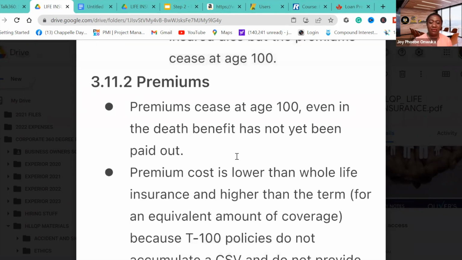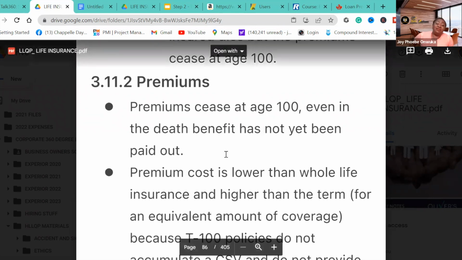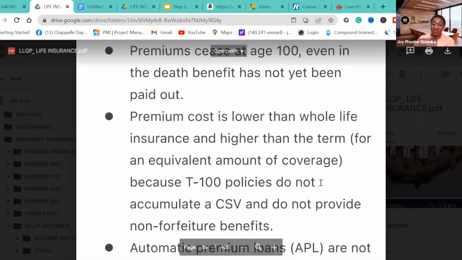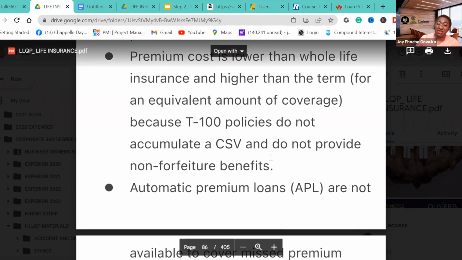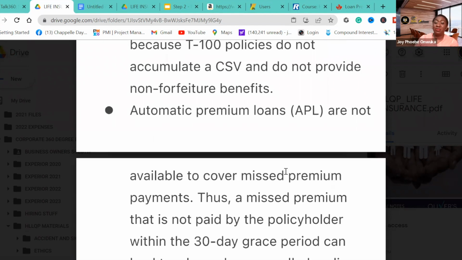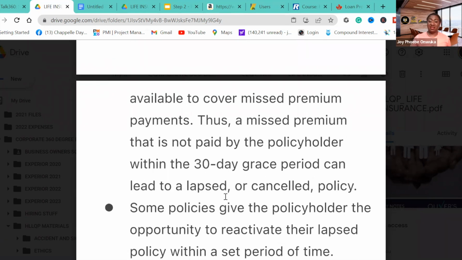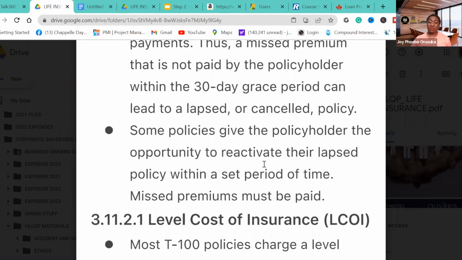Okay. Now, premiums for 10 to 100 policies. Premium ceases at age 100. When you get to age 100, you don't pay premium again, even if the death benefit has not yet been paid, that is, even if the person has not died. Now, premium cost is lower than whole life insurance and higher than term for an equivalent amount of coverage. Because T100 policies do not accumulate cash value and do not provide for future benefit, automatic premium loans are not available to cover missed premium payments. Thus, a missed premium that is not paid by the policyholder within the 30 days of grace period can lead to a lapse or cancellation of the policy.